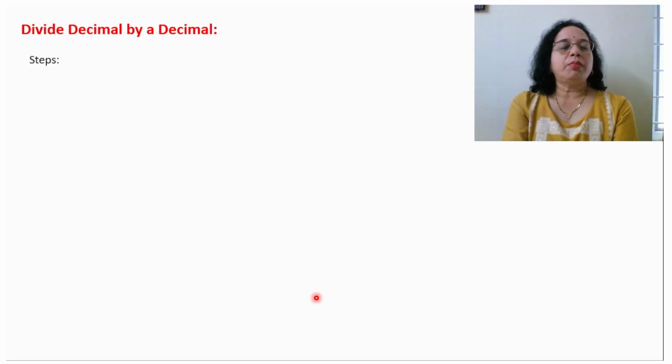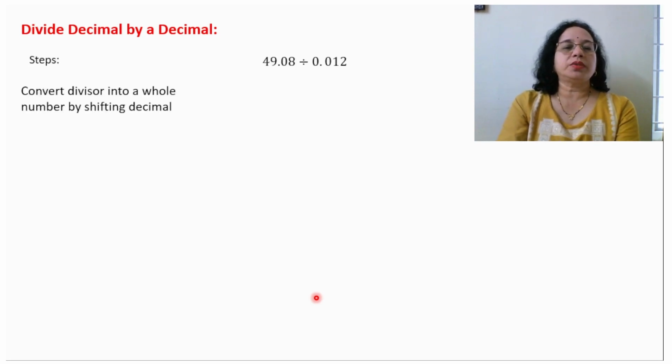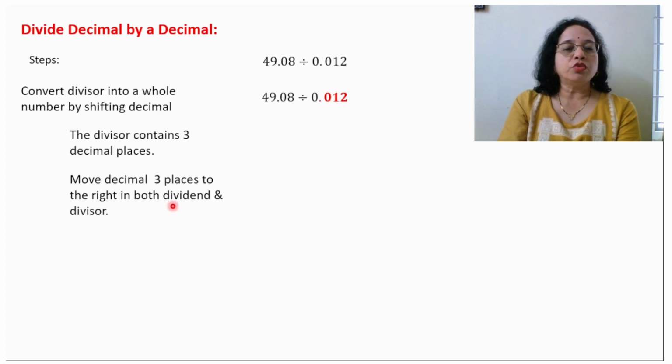Now divide decimal by decimal. So let us see the steps. Convert divisor into a whole number by shifting decimal. Very important. If decimal is there in divisor, then we need to convert this into a whole number. For this you need to shift this decimal here. Okay, so three decimal places are there. So divisor contains three decimal places. So move three places to the right in both dividend and divisor.